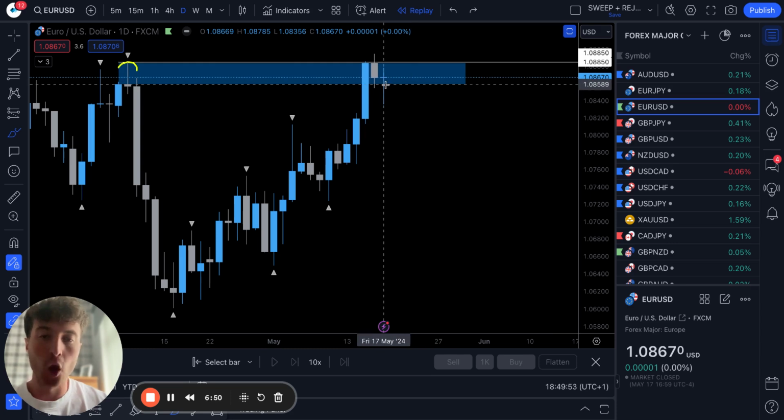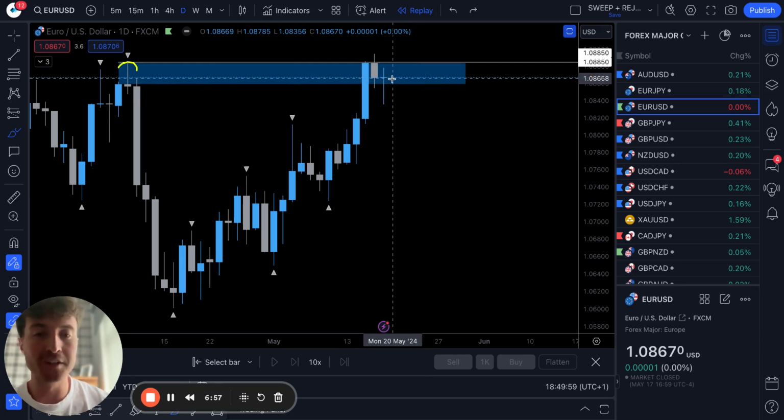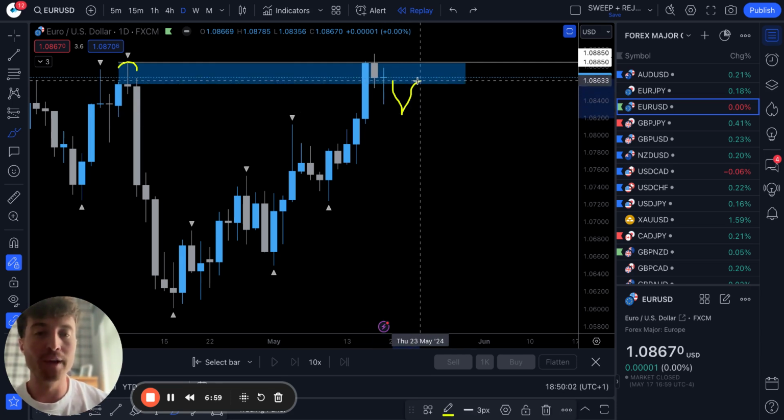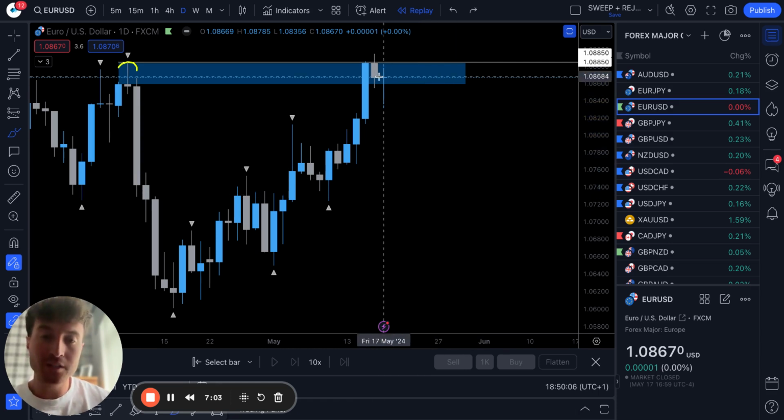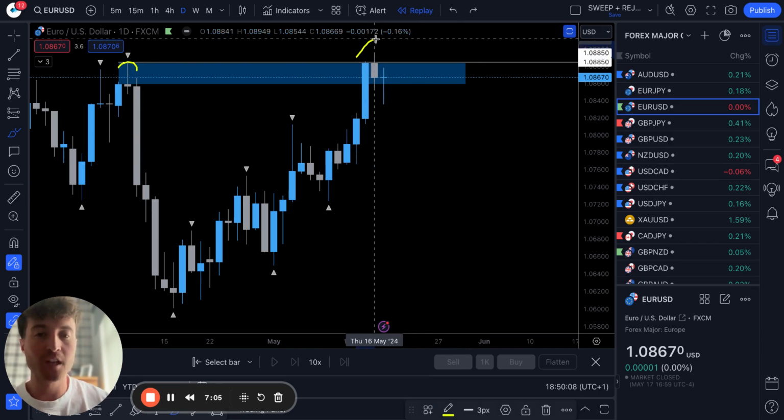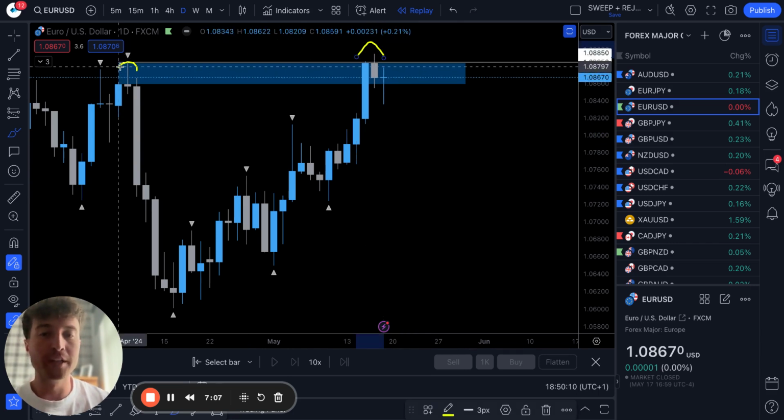However, we need to see a close below 1.08600. If we can see a close below there on the daily, then we can look for a retest, and we can look to trade that short. And why? So why can we trade that short? Because this will be classed as a deviation of this range here.